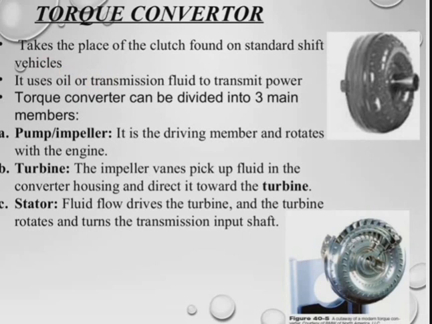The first member is the pump or impeller, which is the driving member and rotates with the engine. The second one is the turbine. The impeller vanes pick up the fluid in the converter housing and direct it towards the turbine. And the third part is the stator. The fluid flow drives the turbine, and the turbine rotates and transmits input to the shaft actually. So once again, the torque converter contains the main parts: one is the pump or impeller, the second is the turbine, and the third is the stator.